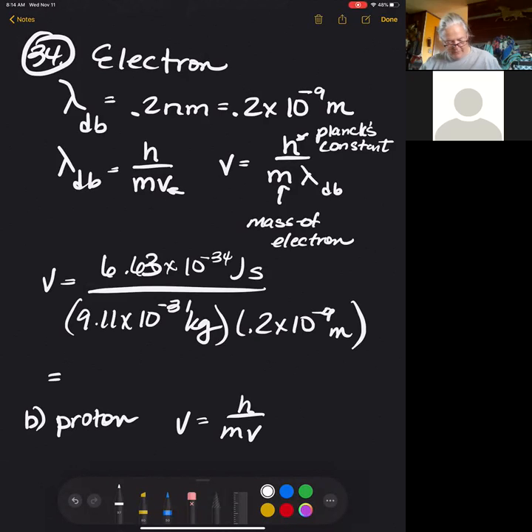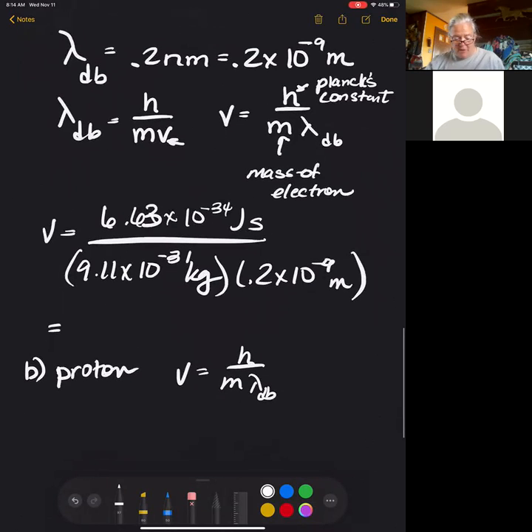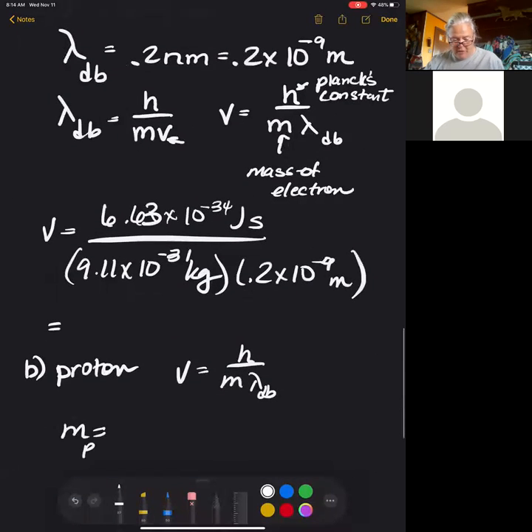Oops. That should be lambda. We're going to use exactly the same equation, except now the mass is going to be different. Now it's the mass of the proton. And the mass of a proton is 1.67 times 10 to the negative 27 kilograms. And if you don't know what that is, you look it up in your front cover of your book.